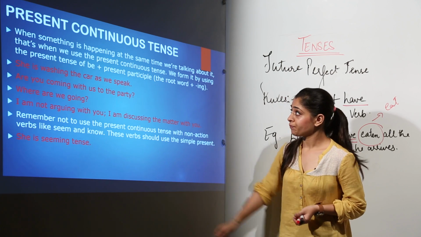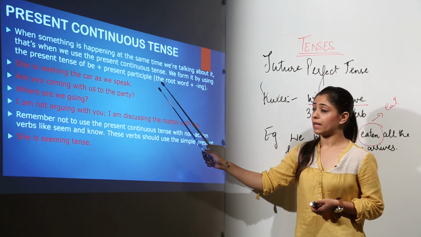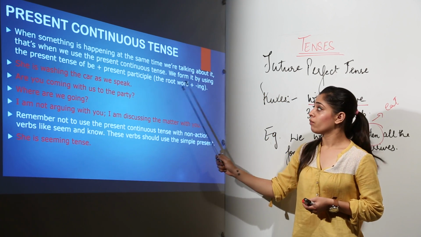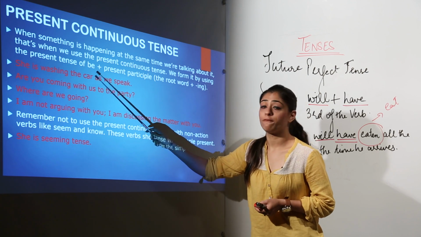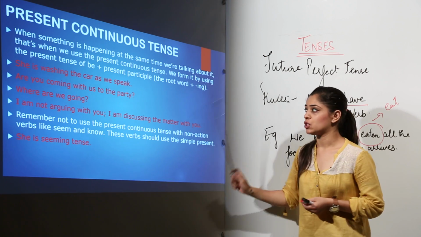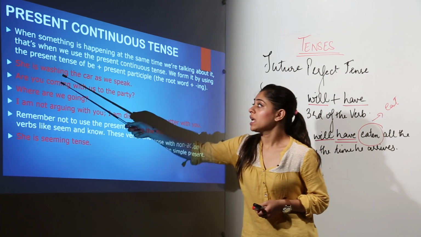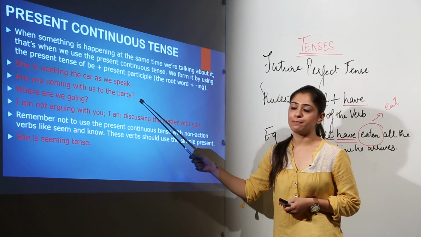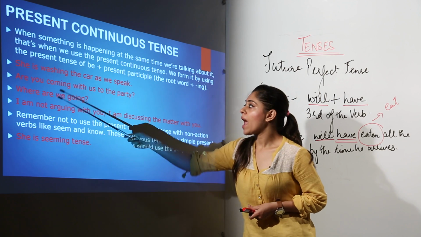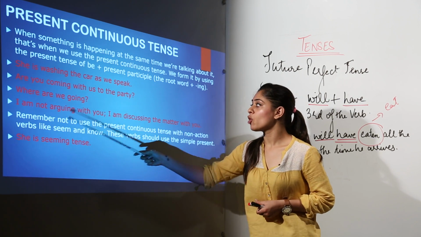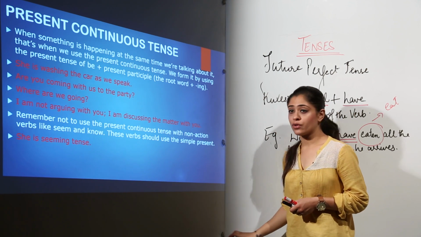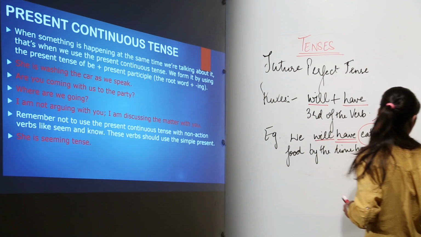Present continuous tense. When something is happening at the same time we are talking about it, that's when we use the present continuous tense. We form it by using the present tense of be plus the root form word with ing. For example, she is washing the car as we speak. Are you coming with us to the party? Where are we going? I am not arguing with you, I am discussing the matter with you. Now let's understand the rules and the implications on the board.